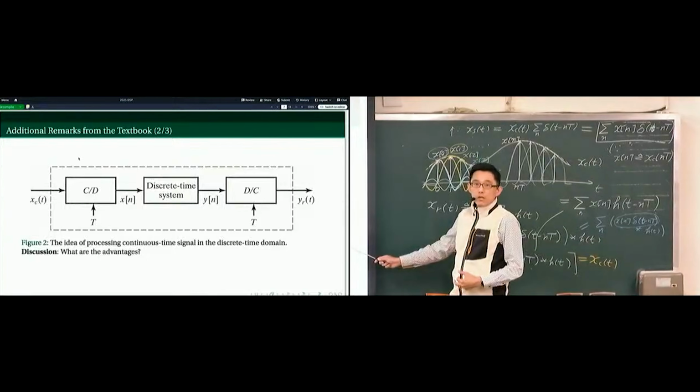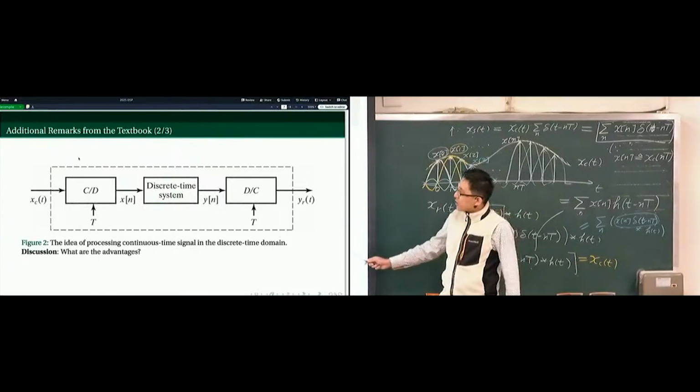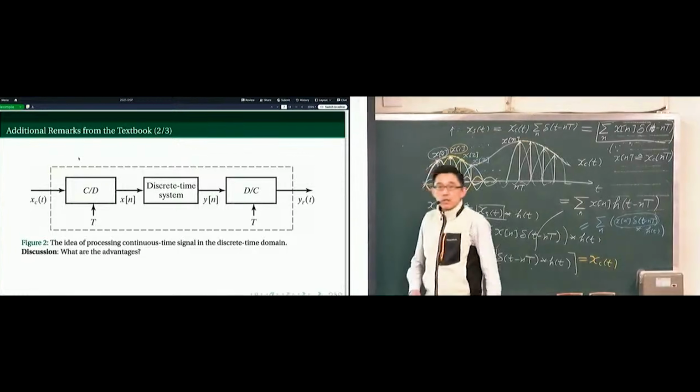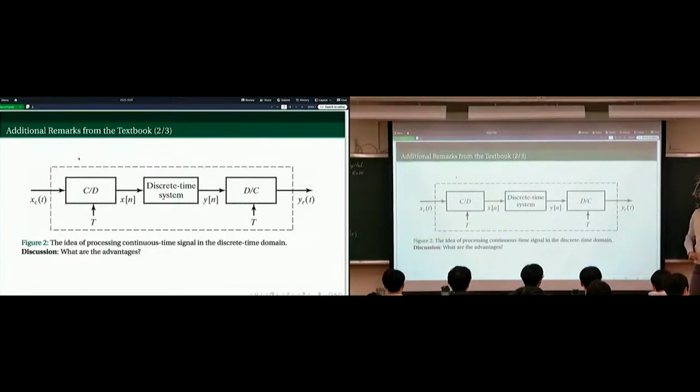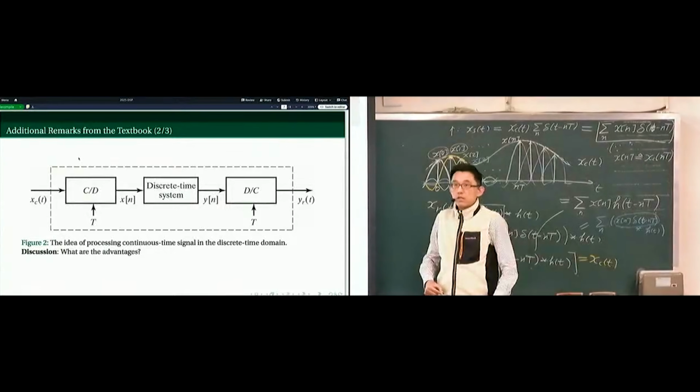So both the input and output are in continuous time domain in the world. While the actual computation can happen in discrete time. And that's much of what we are going to do for the rest of this semester. For the rest of this semester, we'll just focus on here, assuming that C to D and D to C are both ideal. Assuming that we can make the conversion.